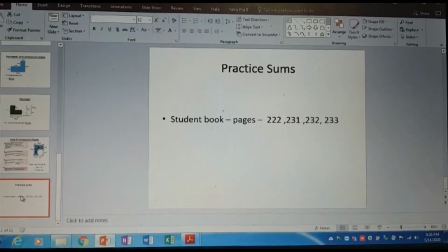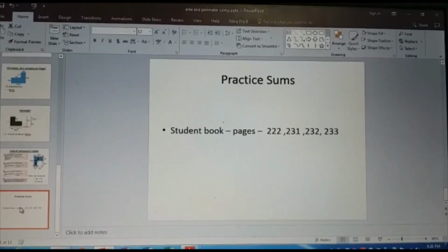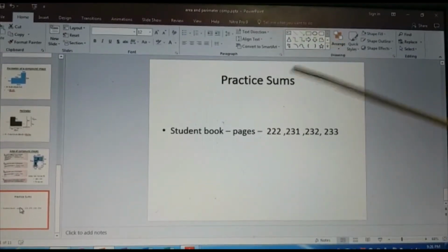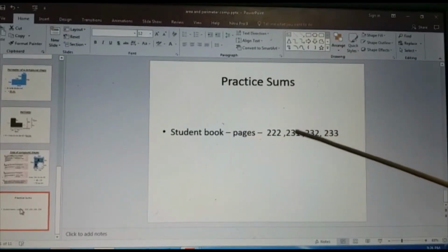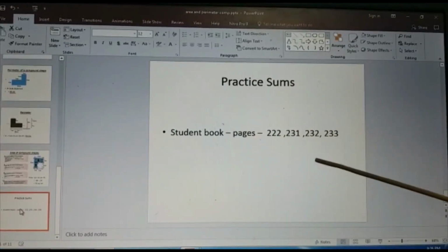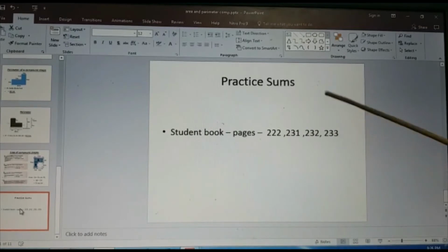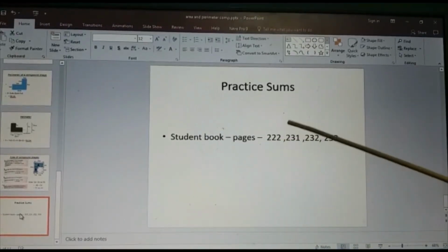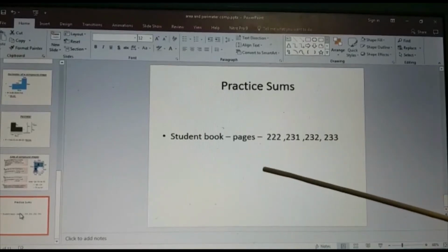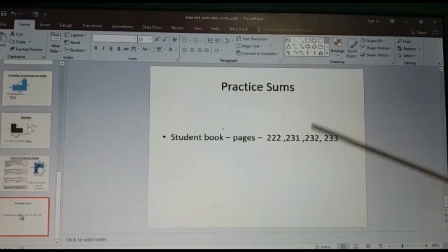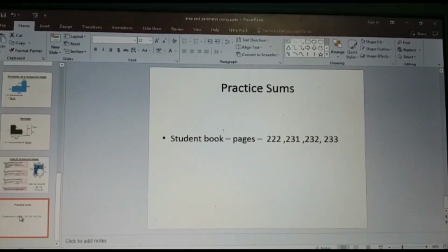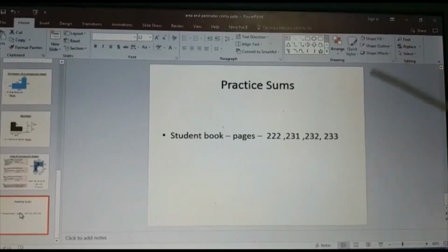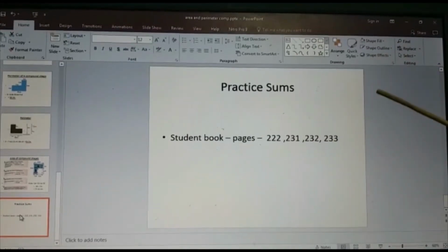So the practice sums related to this topic are in the student book, pages 222, 231, 232 and 233. This is estimation by counting and the area of compound shapes and normal shapes. Okay. So you try to do this first, and after doing, please check the answers or the methods. I am not discussing all the questions. Randomly I am picking a few and explaining for you.